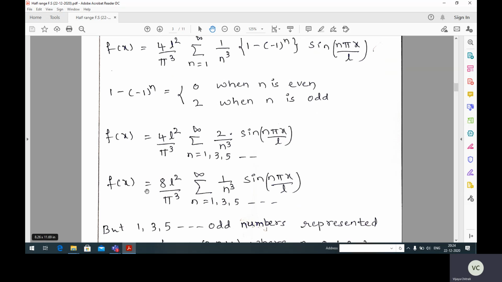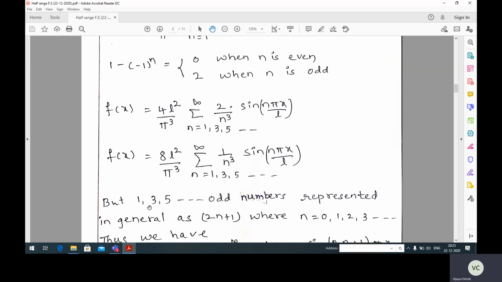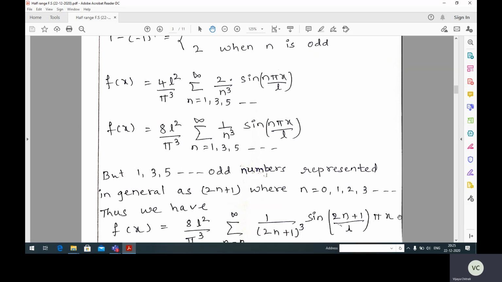Now f of x is equal to 4 into 2 is 8, 8L square divided by pi cube, summation n is equal to 1, 3, 5 and so on up to infinity, 1 upon n cube sine n pi x divided by L. But we can write these odd numbers in general as 2n plus 1. Always we take even numbers as 2n. 2n plus 1 will be what here? An odd number. So where n is equal to 0, 1, 2, 3 and so on.